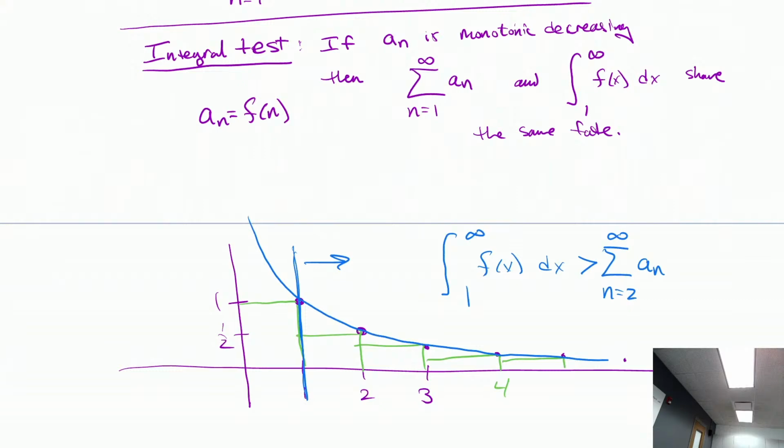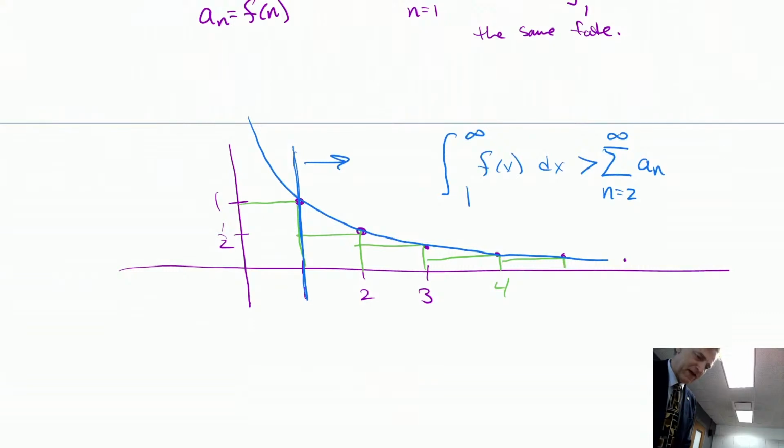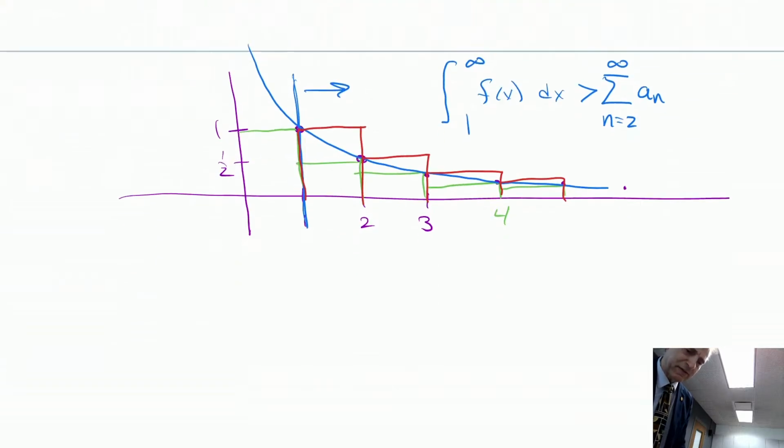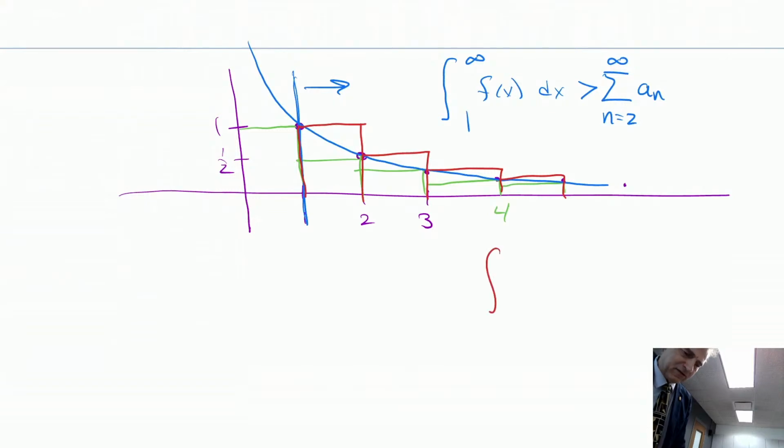Now let's flip it around to see why they share the same fate. Let's say that instead of drawing my rectangles the way I did, using left, or I guess it was right endpoints, you remember this from your Riemann sum days. Anyway, let's draw them using left endpoints. I'll do it in red here. And you can see that all of these rectangles are bigger than my function value. And so this is just the flip side of this, that the integral from 1 to infinity of f of x dx will be less than the sum if we start at 1.